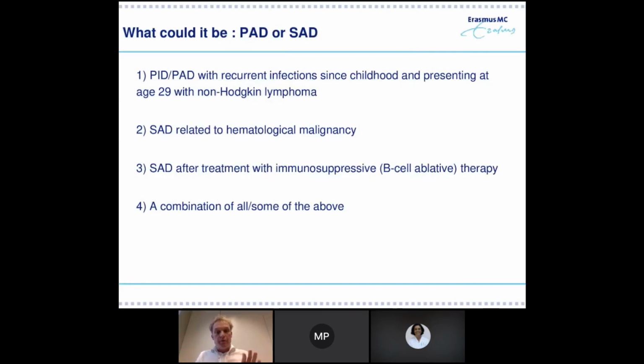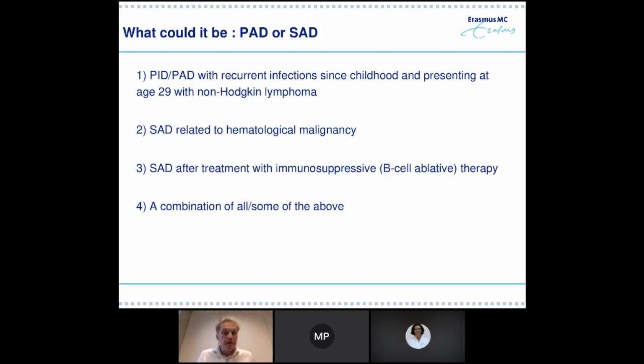So what did we have? We had a patient with recurrent infections, upper and lower respiratory tract infections, with low levels of IgG, IgA, and IgM, and a disturbed response to immunization. So what could it be? One, it could be a primary immunodeficiency, so a primary antibody deficiency with recurrent infections, as he mentioned, since childhood, and then presenting at the age of 29 with a non-Hodgkin lymphoma.